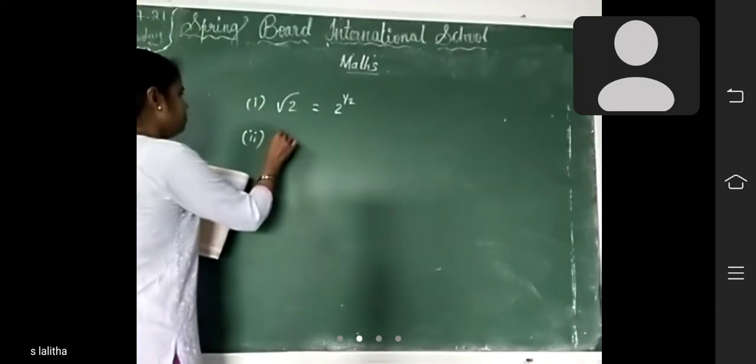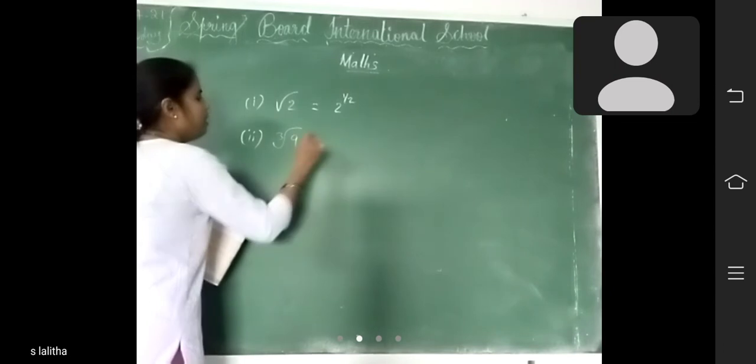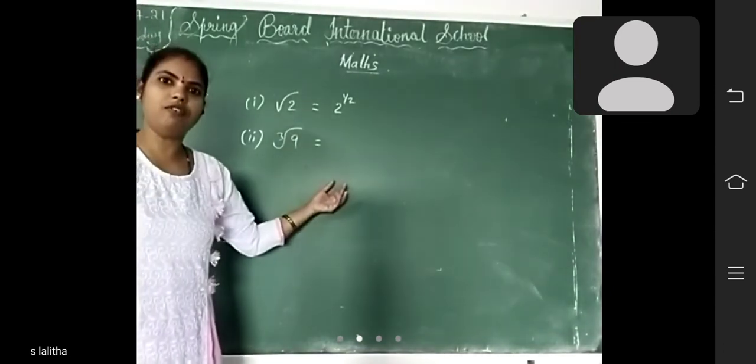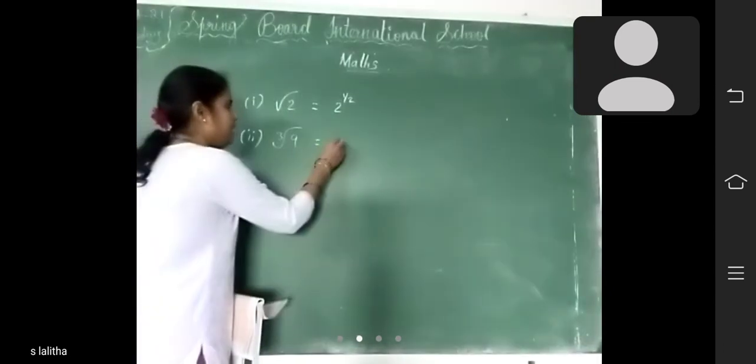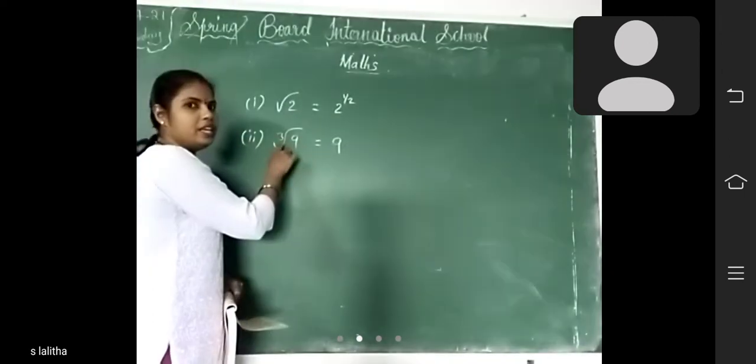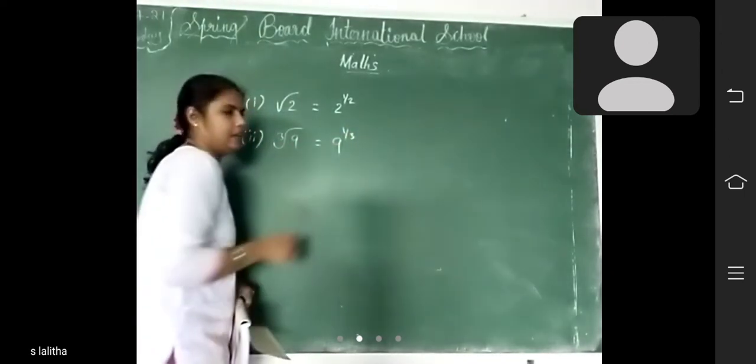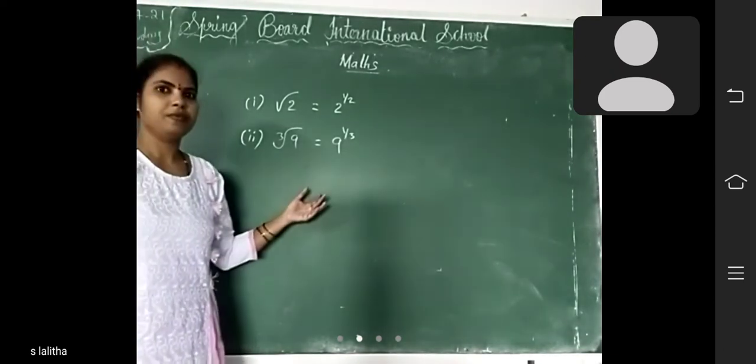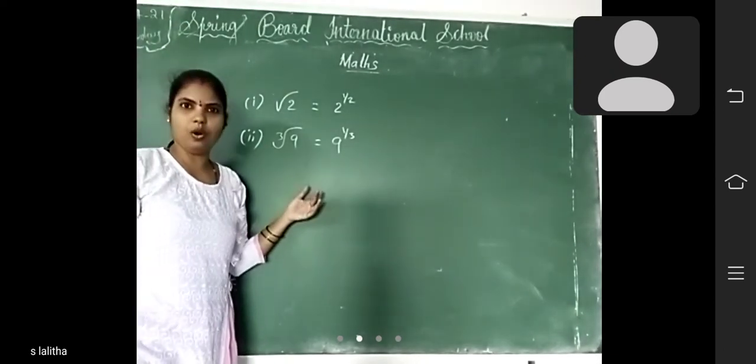Second one is cube root of 9. How can you write in the exponential form? 9, this cube root, how can you write? 1 by 3. Did you understand, ma'am? Like that, the remaining sums you can do as homework.